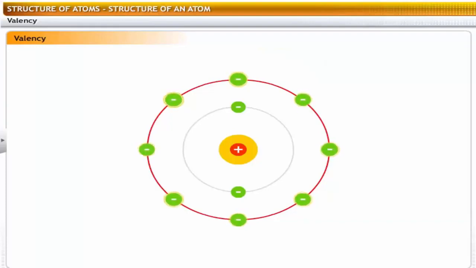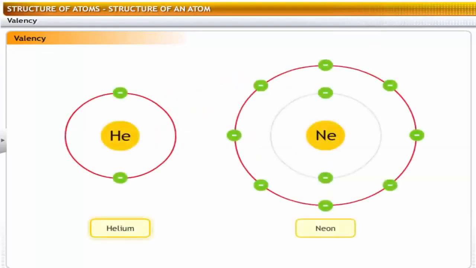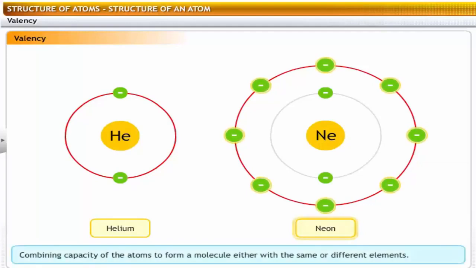It was observed and concluded that an atom with completely filled subshells is stable and does not react easily. In other words, its combining capacity is 0 or nil. The outermost shell of inert gas elements, whose subshells are completely filled, is stable. For example, helium and neon, where helium has 2 electrons in its outermost shell and all other inert gas elements have 8 electrons. The combining capacity of an atom to form molecules either with the same or different elements is defined as valency.